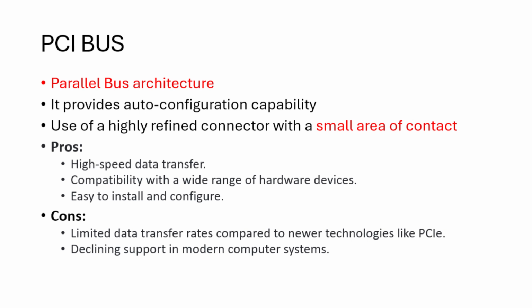The cons for the PCI are that it paved the way for even faster and more efficient buses, like PCI Express, the PCIe. So the speed and efficiency is still lower than PCIe, definitely, because PCIe is a newer technology. And the declining support in modern computer systems is still a disadvantage for the PCI bus.